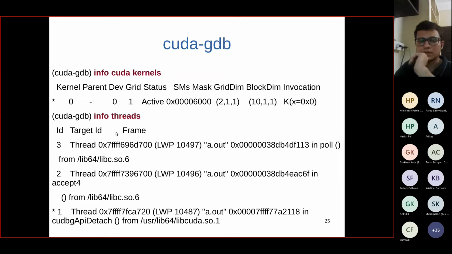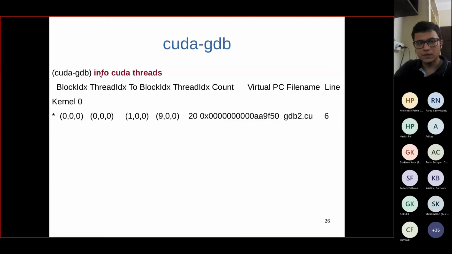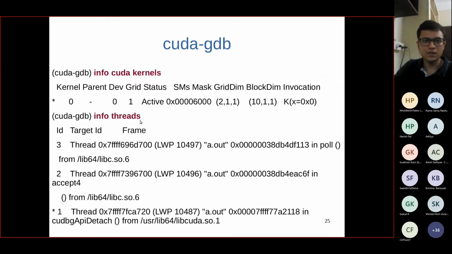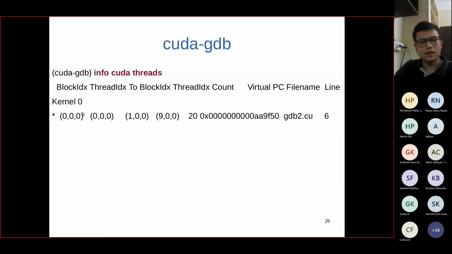And why is it so? Because it is not actually showing the information related to the GPU threads. It is showing the information related to the CPU threads. So these three threads are CPU threads, and since we are invoking info threads, it is showing the information related to the CPU threads instead of GPU threads. In order to print the information related to the GPU threads, we need to use info cuda threads instead of info threads. By doing that, we'll get the information related to the threads which were part of the kernel which we launched using 20 threads.